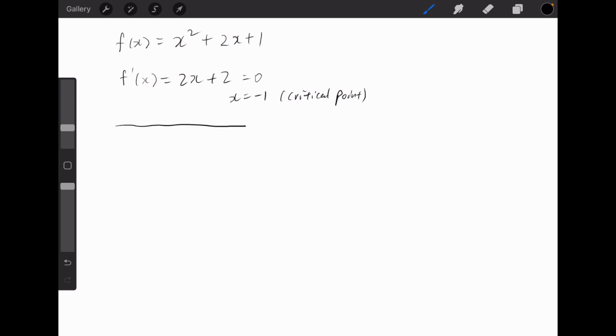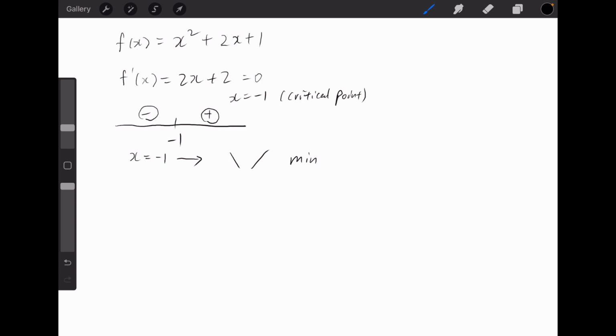And the next thing is the sign chart. If x equals -1, then when x is greater than -1, I would get a number that is... oh no, sorry, actually when x is greater than -1, I would get a positive number. And when x is smaller than -1, I will get a negative number. Therefore, x equals -1 is the minimum of the graph.